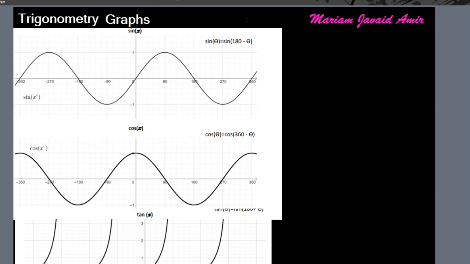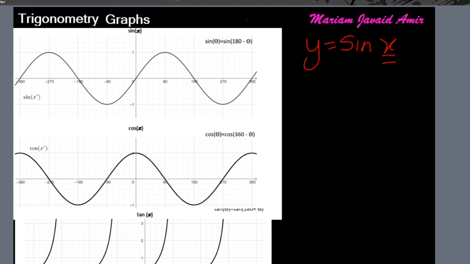Hey everyone, we're discussing trigonometric graphs. Let's start with the first graph, which is y equals sine x. The graph for sine x, where x is the value in degrees, the angles in degrees.